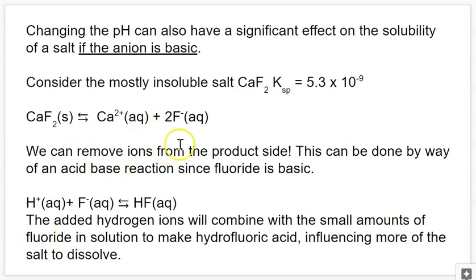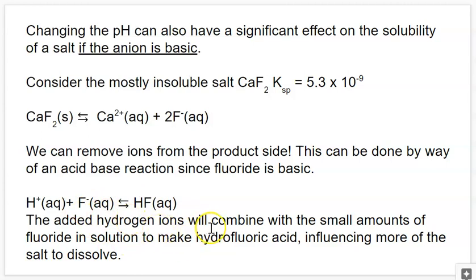If we can remove some fluoride ions from solution, we can cause more fluoride ions to be produced as a result. And this can be done by way of an acid-base reaction. And fluoride is a basic anion because if we were to add hydrogen ions, aka acid, to the solution, the hydrogen ions and the fluoride are going to combine to make hydrogen fluoride. Hopefully you remember this from the intro to acid-base stuff that we did back in Unit 4.